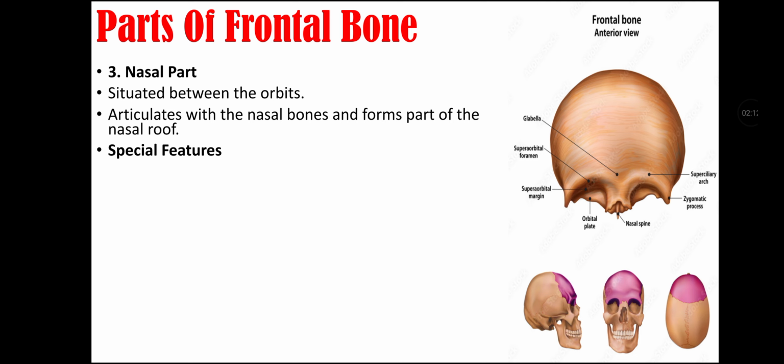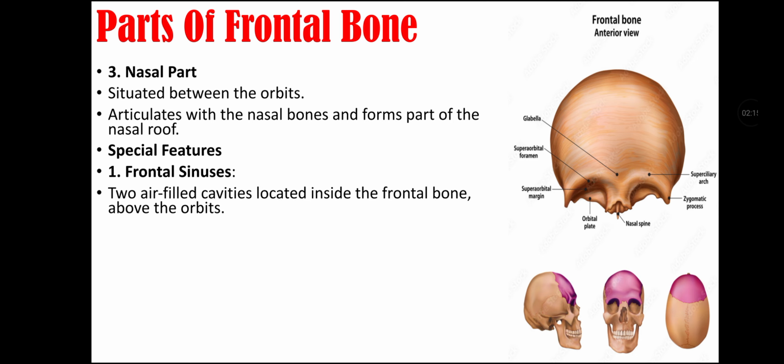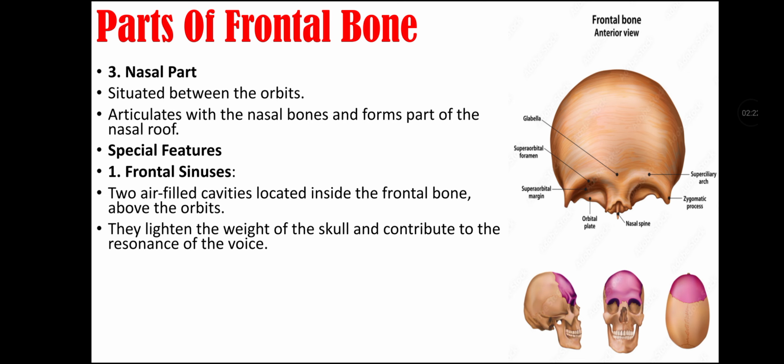The special feature of frontal bone includes frontal sinuses. There are two air-filled cavities that are located inside the frontal bone above the orbit. They lighten the weight of skull and contribute to the resonance of the voice.